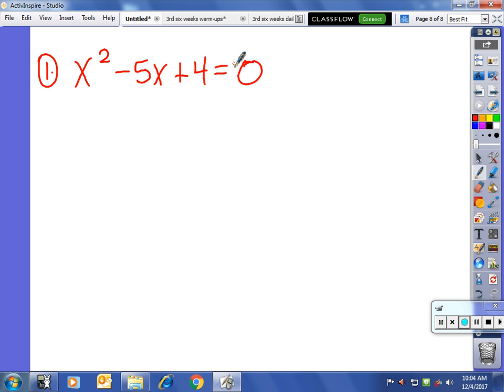Now, could we solve this by factoring? Absolutely. Would it be much easier? Absolutely. So let's just factor it just so we can see what we're supposed to get as our answers. This one's really easy to factor. What are the factors of 4 that add up to -5?